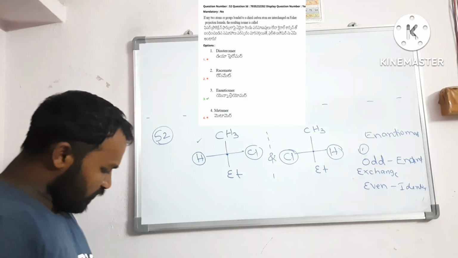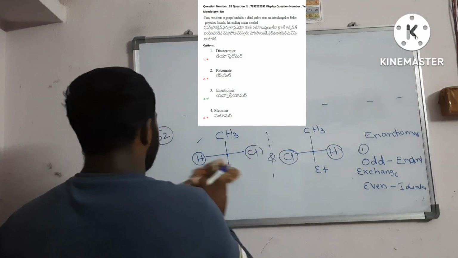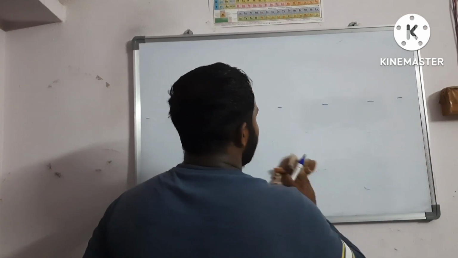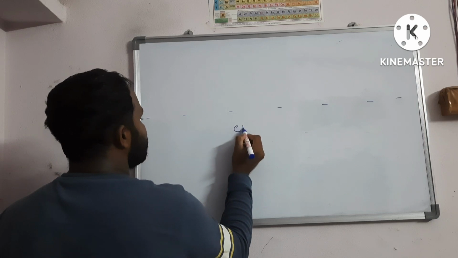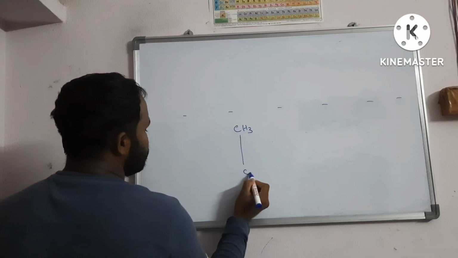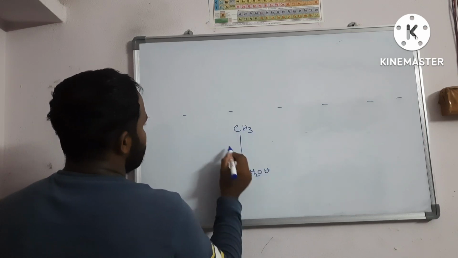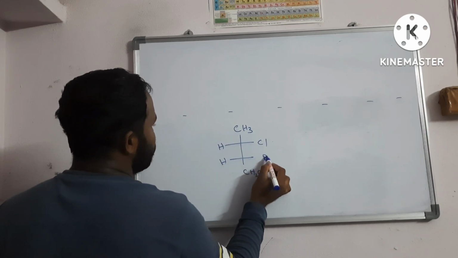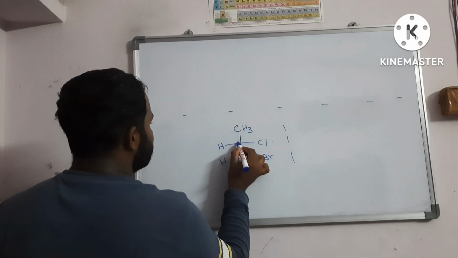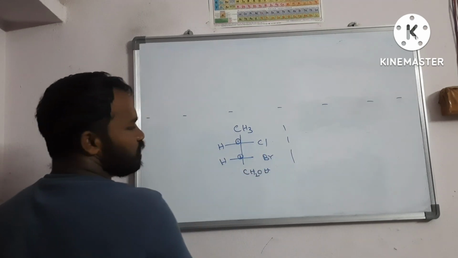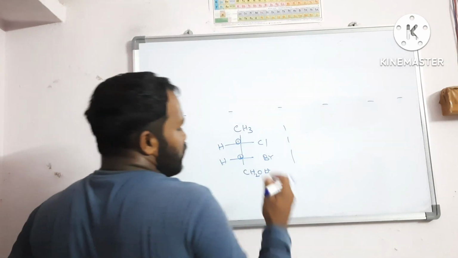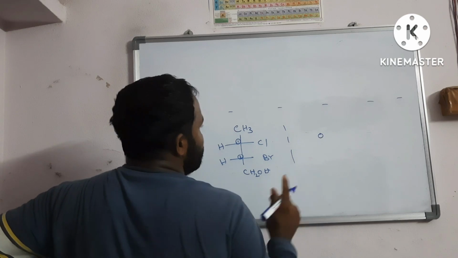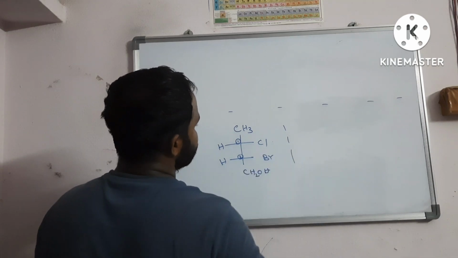So this is about the Fischer projection. So the answer is enantiomer. One more concept I forgot to discuss in this. If they ask the same, for example, here CH2OH is there, here hydrogen, this is the chlorine, this is the hydrogen, this is the bromine. This is carbon number 1, this is carbon number 2. So if I want to say even exchange, right?